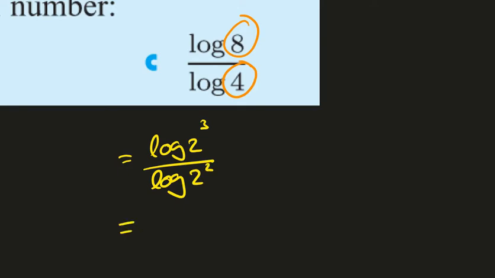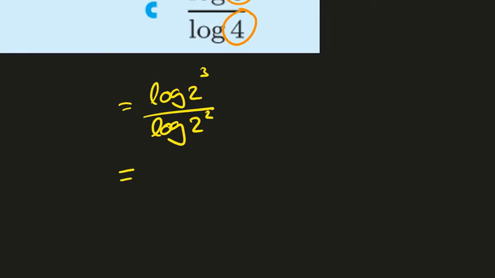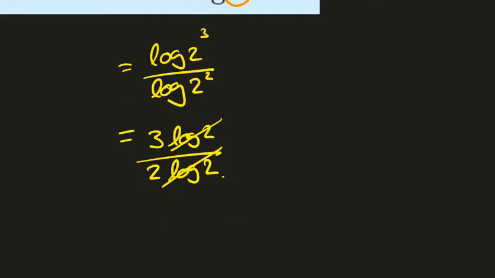And then we can bring those powers down. It's like the reverse of the way around we were doing it a moment ago. 3 log 2 over 2 log 2. And the nice thing with this is log 2 is just a number. It's whatever I raise 10 by to get 2. We'll cancel them. So this is just going to be 3 over 2.